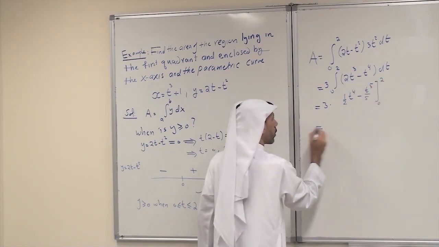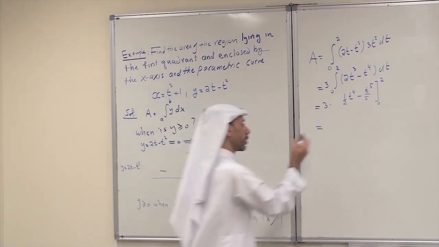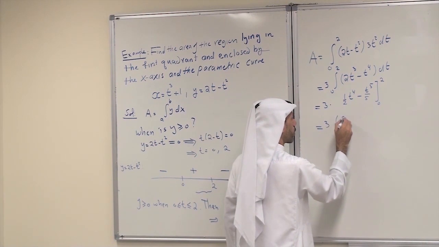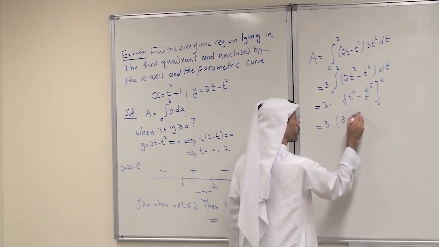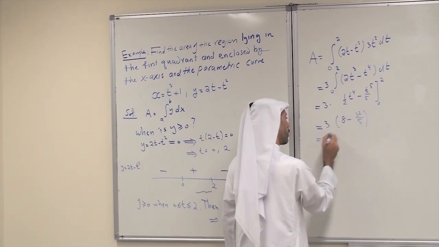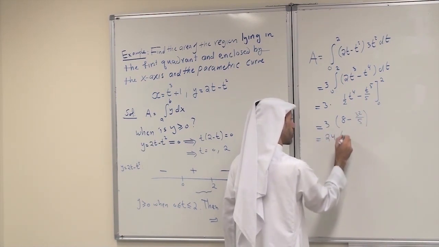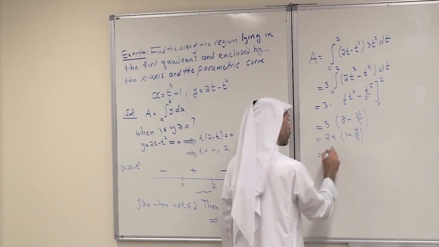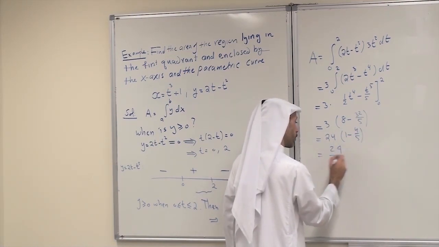And then compute. This is very simple. This is just 3 times 8 minus 32 over 5. I take 8 as a common factor, we get 24 times 1 minus 4 over 5. And this is just 24 over 5.